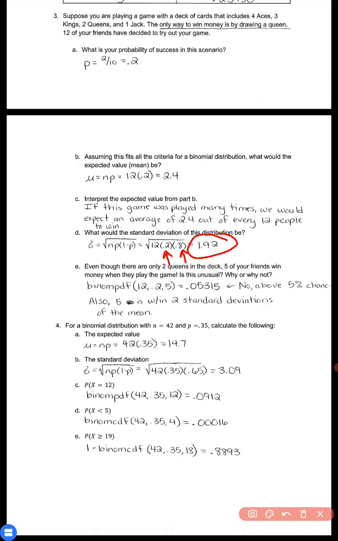Okay? So what does that mean? Well, if my average is 2.4, that means most of the time when I play this game, if 12 people are playing it, roughly between 4.4 and 0.4 people are going to win, and that makes sense, right? We're not really expecting more than 4 people to win the game, and we're not really expecting less than 1, right?